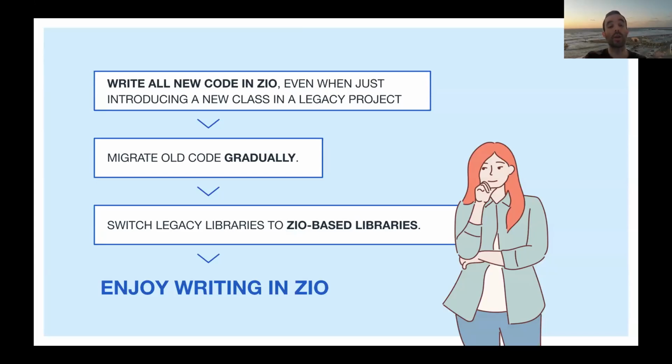Migrate old code gradually when you have time. It's not that urgent to do. You know, like you're touching some file, do it then. And when you have enough time to do technical debt work, then just switch your legacy libraries and frameworks to ZIO-based ones, so you get the complete ZIO picture. And I would postpone changing your constructor-based injection or Spring Beans to ZIO environment to a later stage. And enjoy writing in ZIO. It's so much fun for us to work like that. It gives us much more confidence in the code rewriting.